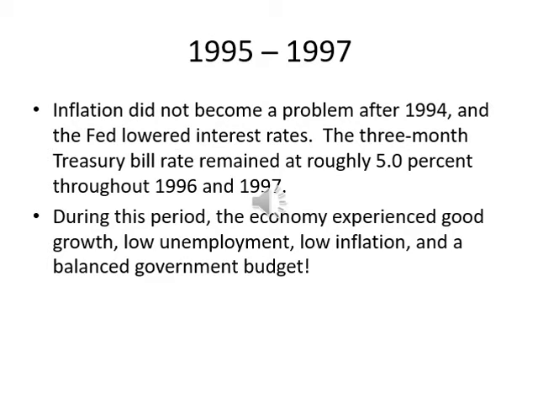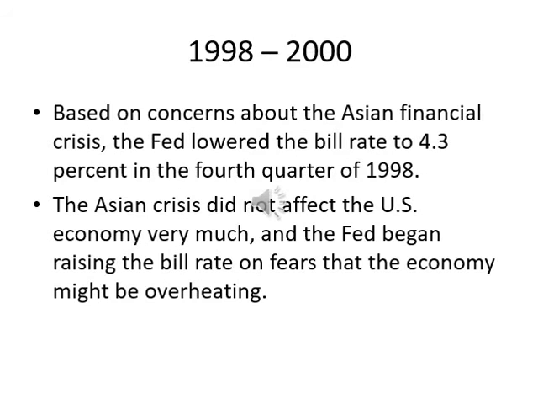Based on concerns about the Asian financial crisis, the Fed lowered the bill rate to 4.3% in the fourth quarter of 1998. The Asian crisis did not affect the U.S. economy very much, and the Fed began raising the bill rate on fears that the economy might be overheating.